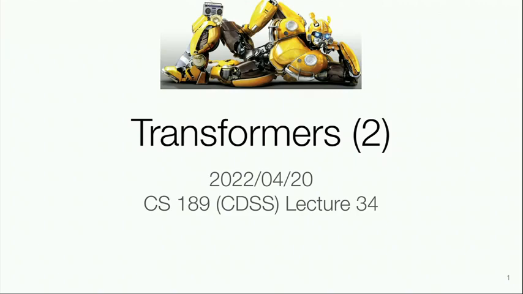Yes. Homework 6? Convnets and transformers. Convnets and transformers. Yeah. I believe it's mostly PyTorch stuff. Yeah.